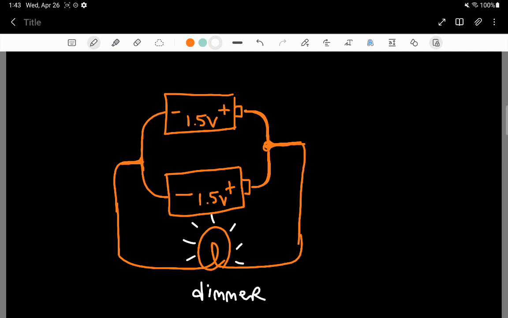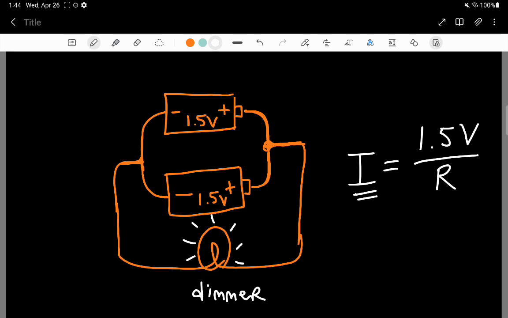And the reason that it's dimmer is because the current is not very much. In fact, the current that flows through this light bulb is equal to 1.5 volts. So even though I've got 2 batteries working together in parallel, the overall voltage is still only 1.5 volts. And then the circuit resistance is the same resistance for the light bulb, which indicates a somewhat small current.